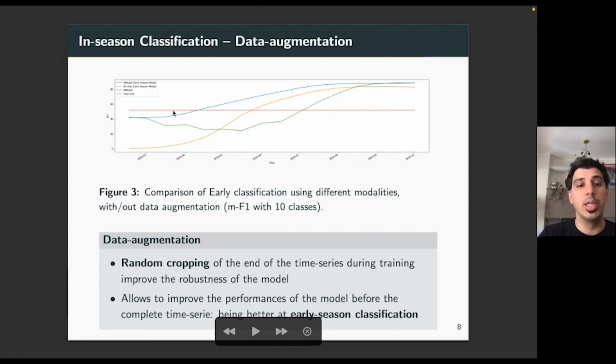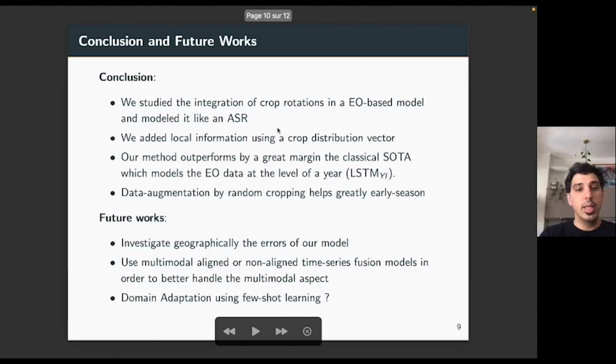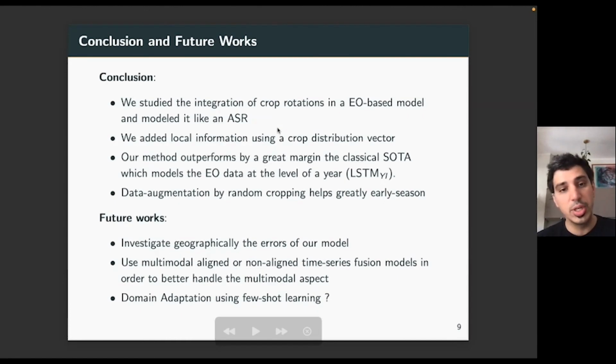The red is the crop only model. So in mid-April, the model is better than the crop only model, and it can reach in mid-June something like 80%.